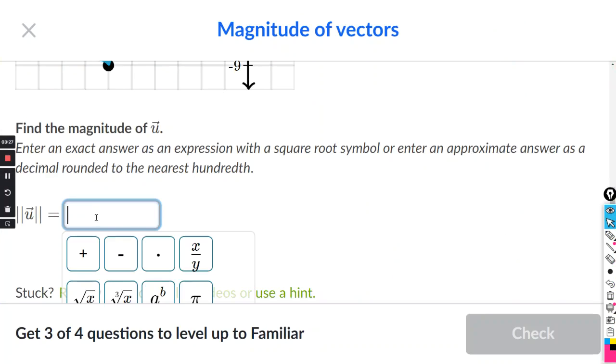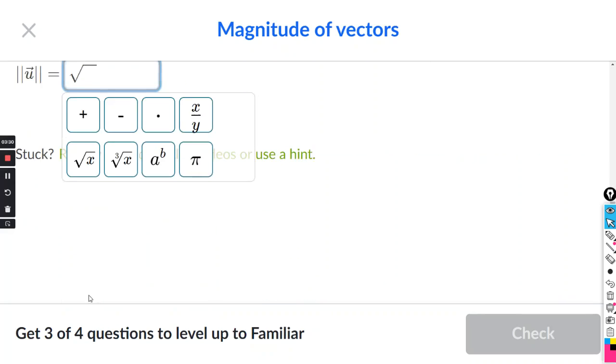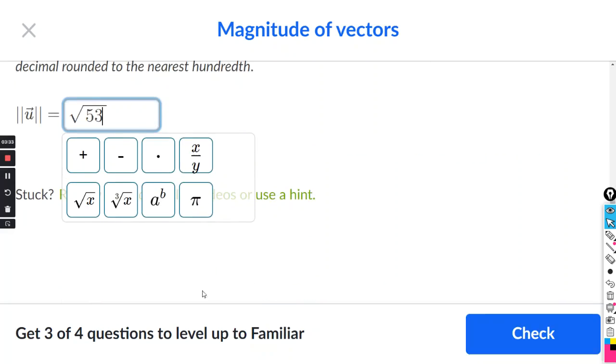Click inside the box. Here's the square root symbol. Click on that and just type 53.